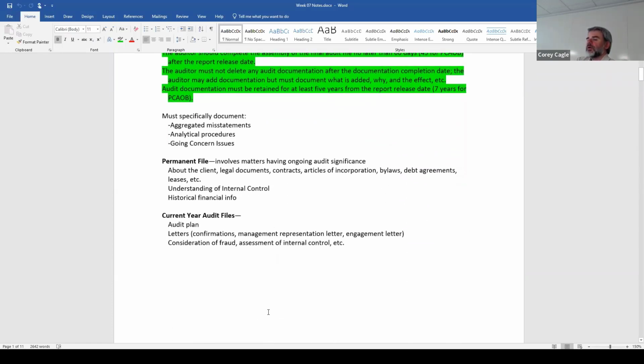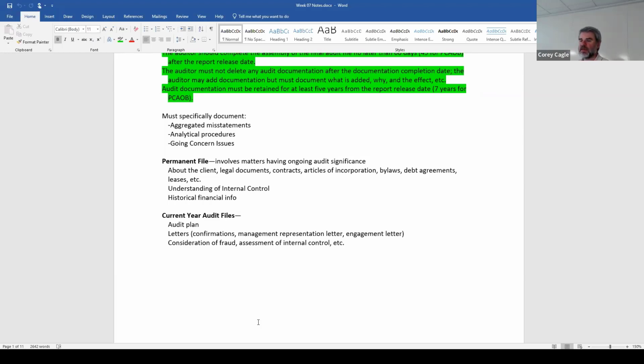And then they define permanent file versus the current year files. Pretty obvious stuff. Permanent file is going to have ongoing significant things like legal documents, contracts, articles of incorporation, bylaws, debt agreements, long-term type of things. Understanding of internal control, historical financial stuff. Current year audit files would be things that relate to the current year: the audit plan, confirmations, management rep letter, engagement letter, consideration of fraud for the audit, assessment of internal control, all that stuff that applies to the current year audit. Pretty easy, obvious stuff.